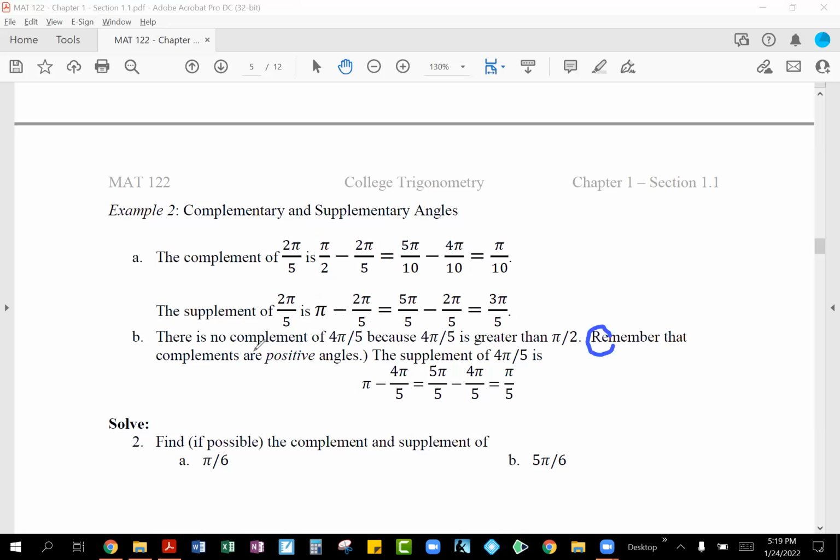However, if you look at part B, this time your angle measurement is 4 pi over 5. And 4 pi over 5 is an angle measurement which is larger than 90 degrees or pi halves. So that's why this one has no complement. So keep that in mind as you're going through these examples. And then, of course, 4 pi over 5 is still smaller than pi. So you are able to do pi minus 4 pi over 5 and find a supplementary angle. So that's one thing you really have to be careful about as you're finding these complementary and supplementary angles.